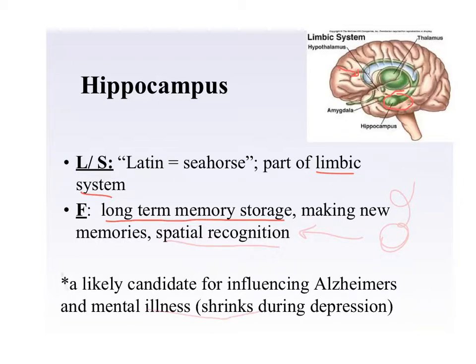It's also a likely candidate for influencing Alzheimer's disease. Now, since it's just a likely candidate and it's not for sure, that won't be on your test. And also some other forms of mental illness. And I've never heard of this before, but I guess it shrinks during depression. So that would be a good question to ask Google.